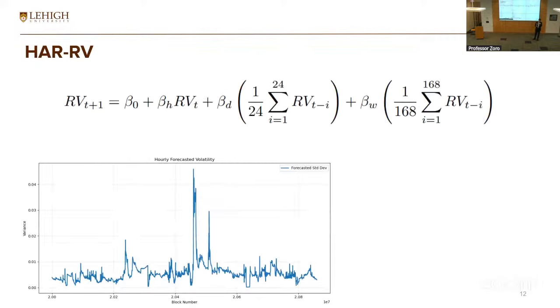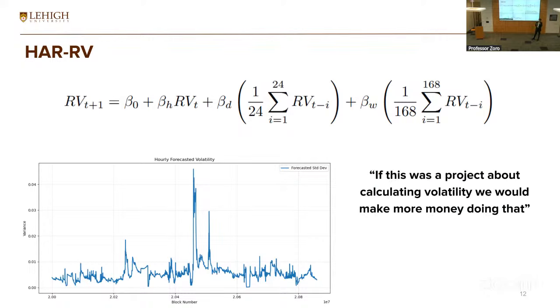In terms of forecasting realized volatility, I'm just using a heterogeneous autoregression model. Essentially, I'm just doing a linear regression focused on realized variance, because that's not the focus of the project, in the wise words of my boss. If this was a project about calculating volatility, we would make more money doing that. So we use a pretty baseline model here.